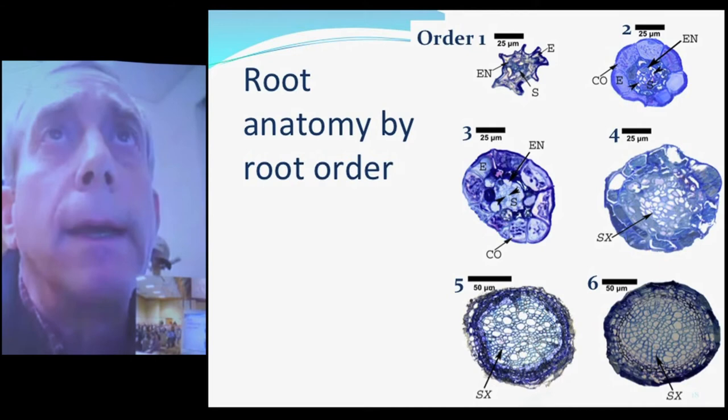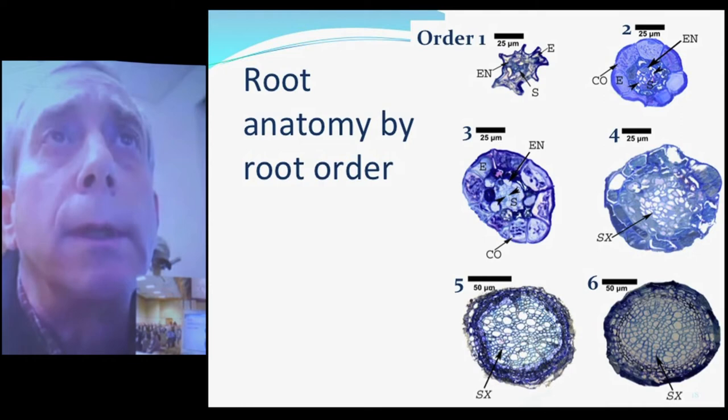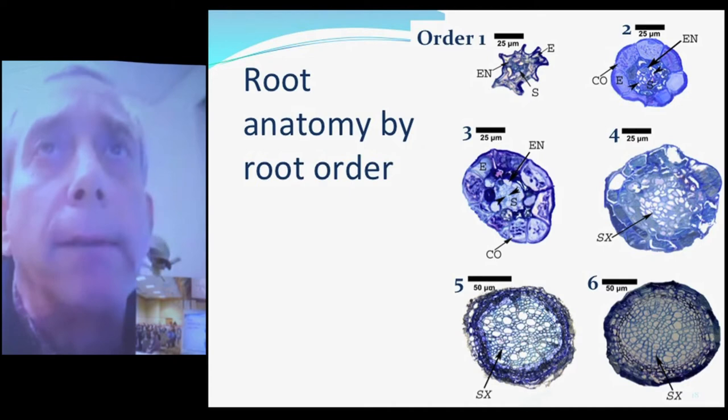And the EN stands for endodermis. If you go to the third order roots, you see they're still pretty much an absorptive root. There hasn't been that much change, a little more robust epidermal cell. The fourth root now, we're now seeing what we call secondary development, secondary xylem.